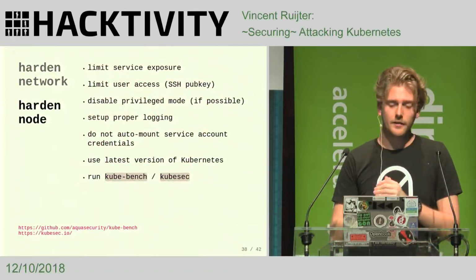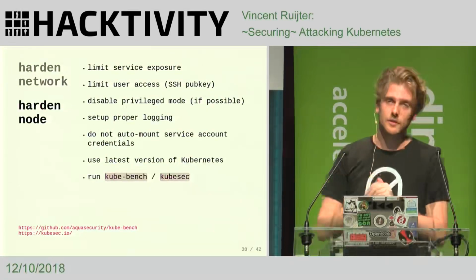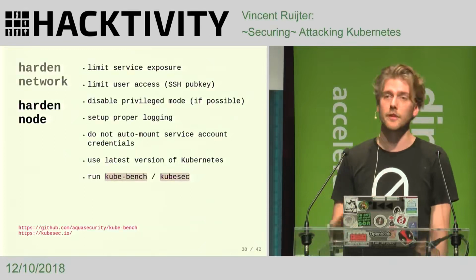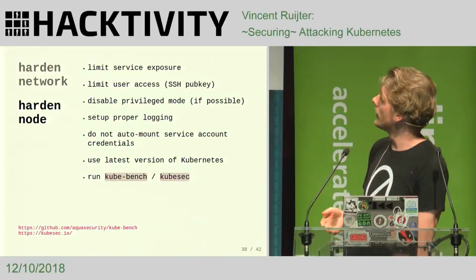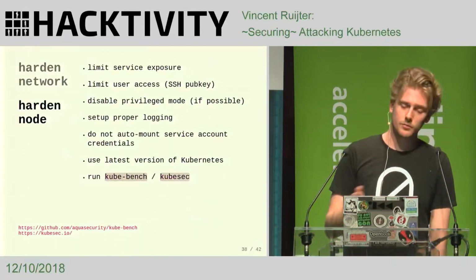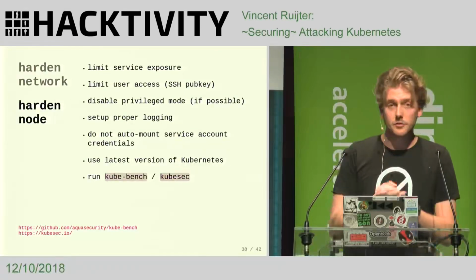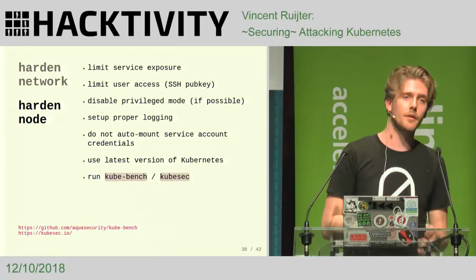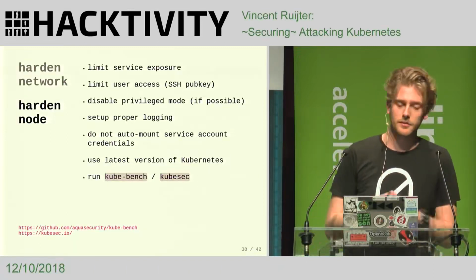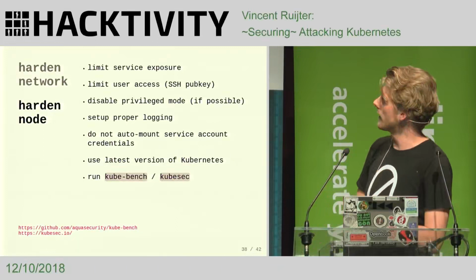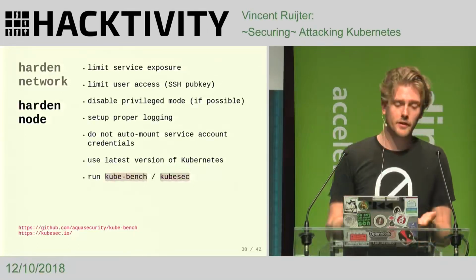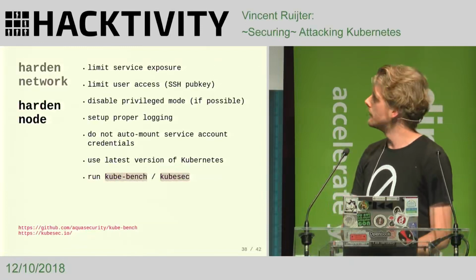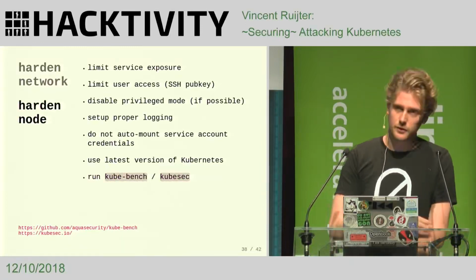So another advice is to use an SSH bastion host for your nodes. Maybe whitelist an SSH IP for you to administrate the node with. And you can limit your user access to just this one bastion host. If possible, it's recommended to disable privilege mode, because privilege mode, again, gives you a lot of privileges on the host. That's, I guess, why it's called privilege mode. And you need to set up proper logging and maybe do not automatically mount service accounts where it's not necessary. And yeah, use the latest version of Kubernetes, because Kubernetes moves fast.